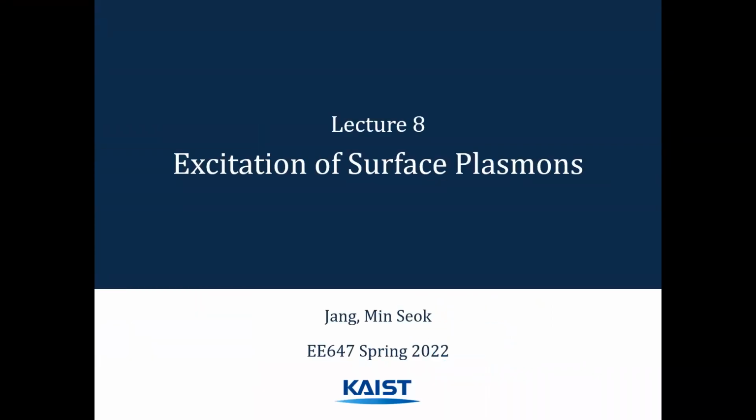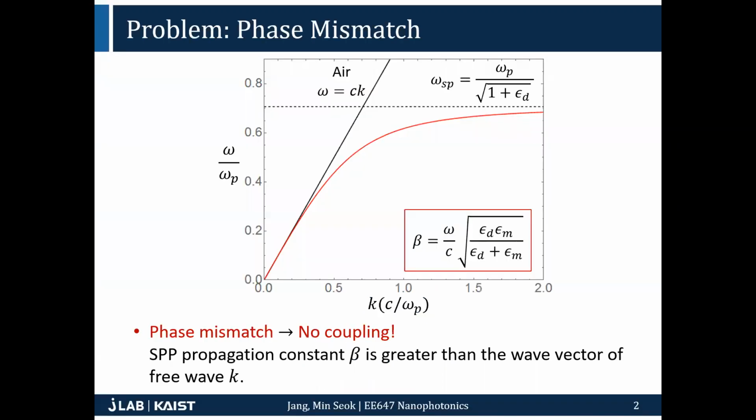Right, so now we are going to talk about excitation of surface plasmons. So here's the problem. We learned that surface plasmons have a higher K vector compared to air, right? What that means is that, due to this high mismatch of the momentum, there's no way to excite a surface plasmon at a plain metal dielectric interface.